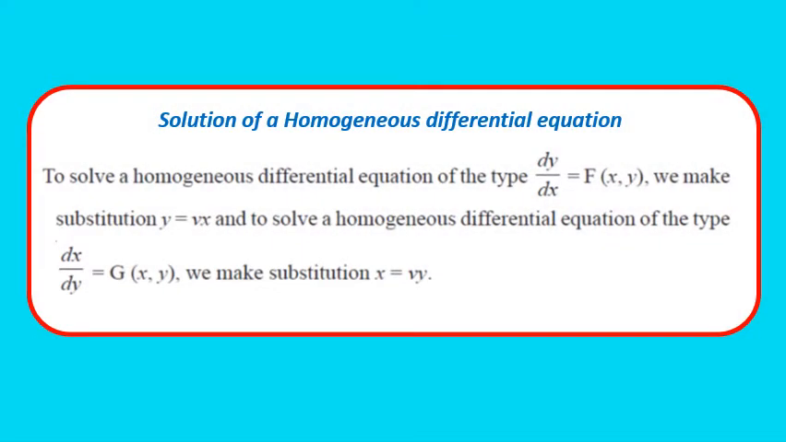And coming to how to solve a homogeneous differential equation. If we have an equation of the type dy upon dx equals a function of x and y, then we make the substitution y equals vx and solve. Remember that if it is dy upon dx, that is a function of x and y, then we take y equals vx, and if it is dx upon dy, then we take the substitution x equals vy.